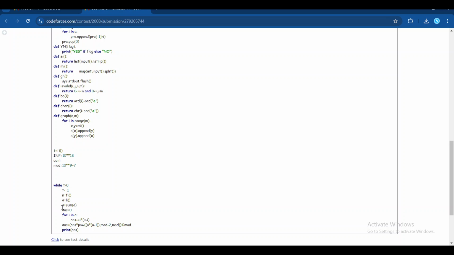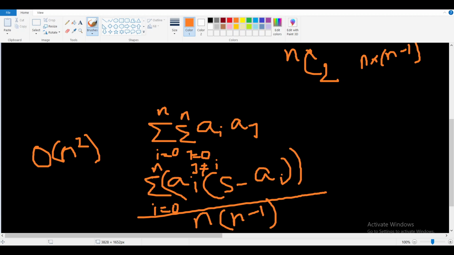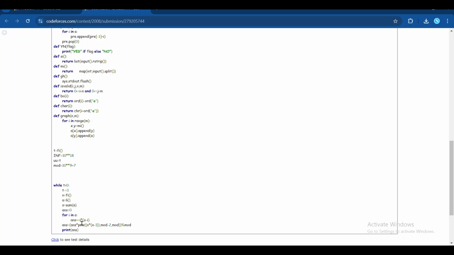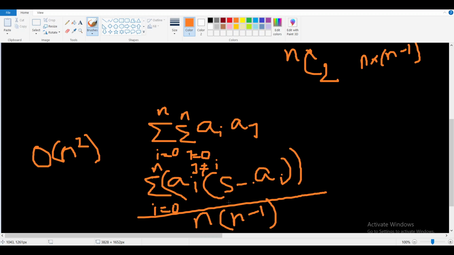So here we are finding s as sum of a, and here answer is nothing but this one, like summation of ai into s minus ai. So that's why we are doing answer plus equals to i into s minus i. After that we have to divide it by n into n minus 1.